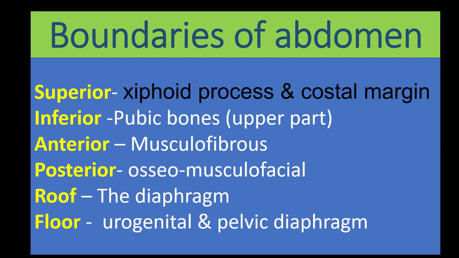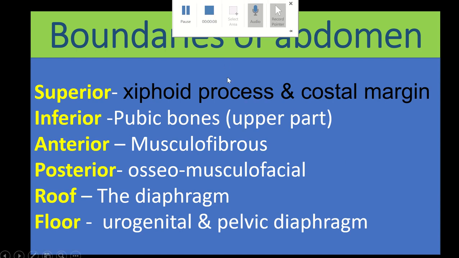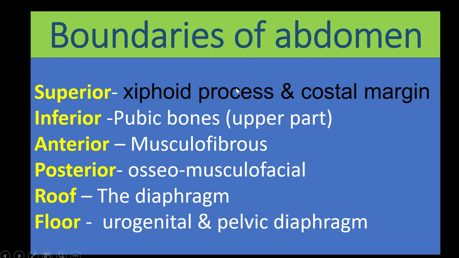Hey everyone, today our topic is boundaries of abdomen. So we can start from here. Boundaries of the abdomen: superior boundary, inferior boundary, anterior, posterior, roof, and floor. First of all, superior. It is bounded by xiphoid process and costal margin. We all will see in the picture.